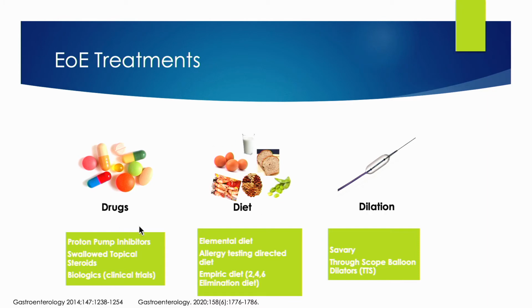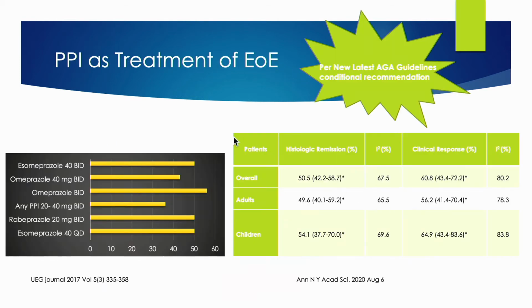So with regards to treatment, there are three broad categories: drugs, diet, and dilation, the 3Ds. Two of these, drugs and diet, target inflammation in the esophagus, whereas dilation is the tool that we use to treat the fibrostenotic complications of EOE. With regards to PPIs, there's been a lot of observational studies and meta-analyses that are shown here that have estimated the efficacy of PPIs from anywhere from 30 to 50%.